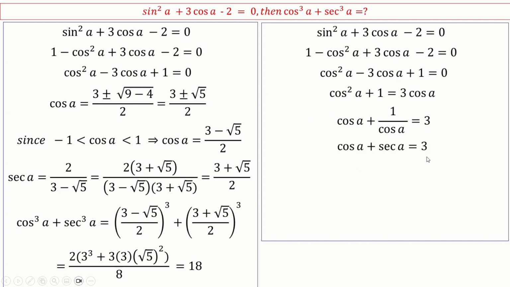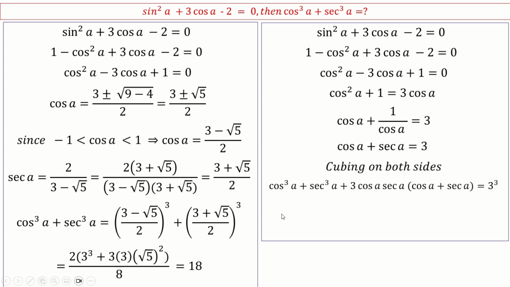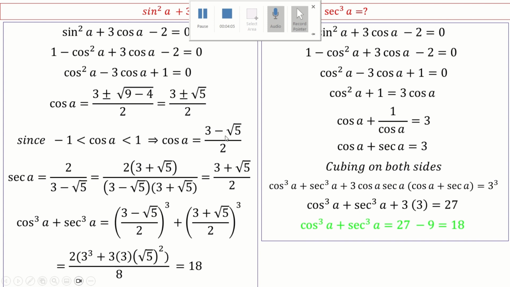Once you know this, you just have to cube it. If I cube it, I'll get cos cube a plus sec cube a plus 3 cos a sec a into cos a plus sec a. We know cos a into sec a is 1, and this value is 3. If I substitute all these values, I'll get cos cube a plus sec cube a equal to 27 minus 9, which is 18. So this is the other way to solve the problem. We can choose any one. We will go from a little bit easy to harder problems, so this first one is like a brush up for your trigonometry. Okay, next.